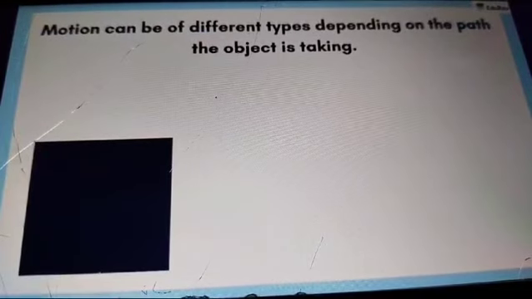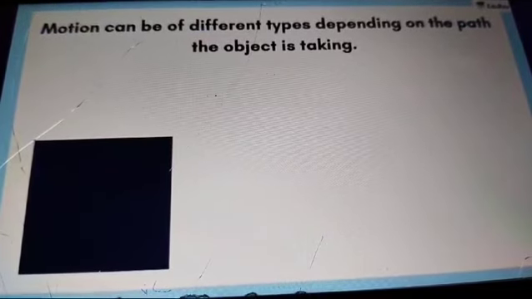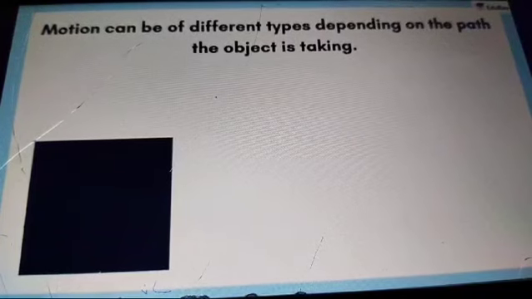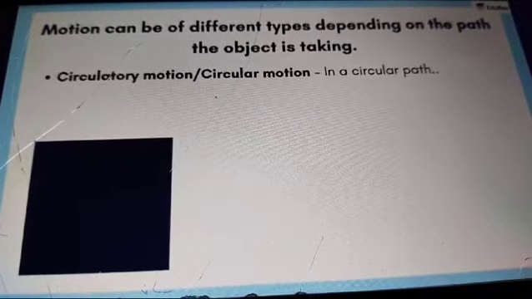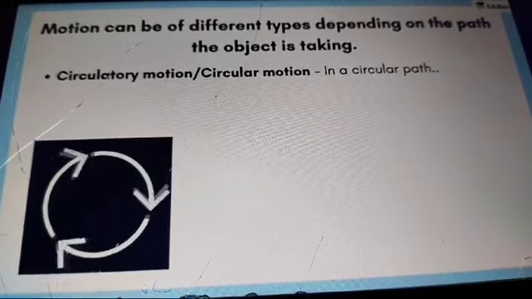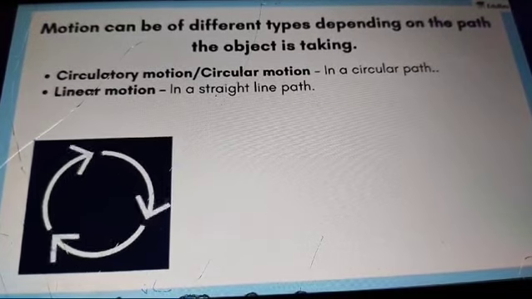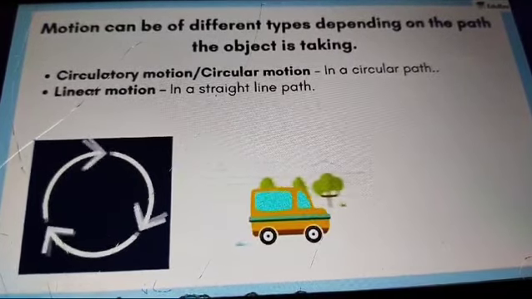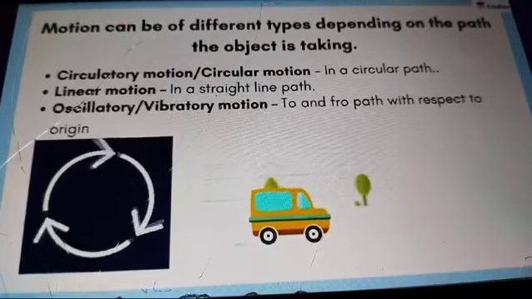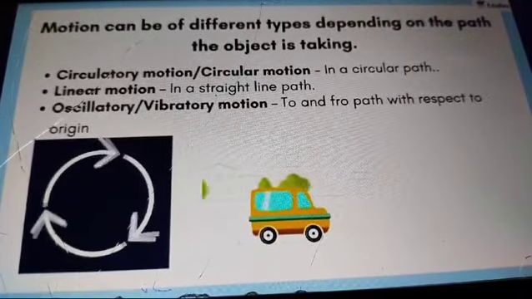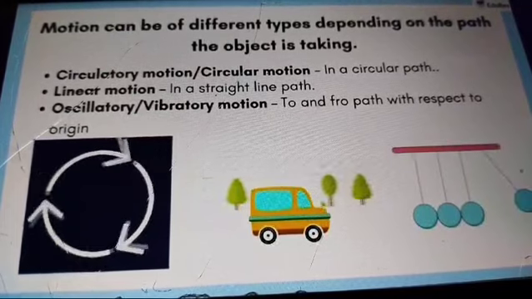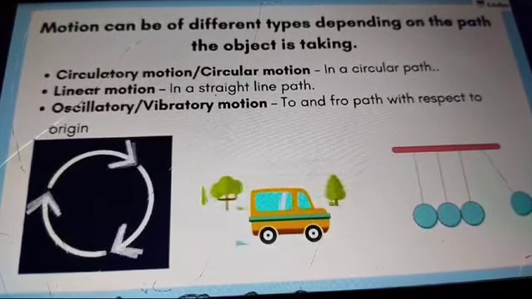Now, motion can be of different types depending on the path the object is taking. Circular motion means the object is moving in a circular path. Linear motion means the object is moving in a straight line path. Oscillatory or vibratory motion means the object is moving to and fro with respect to its origin.